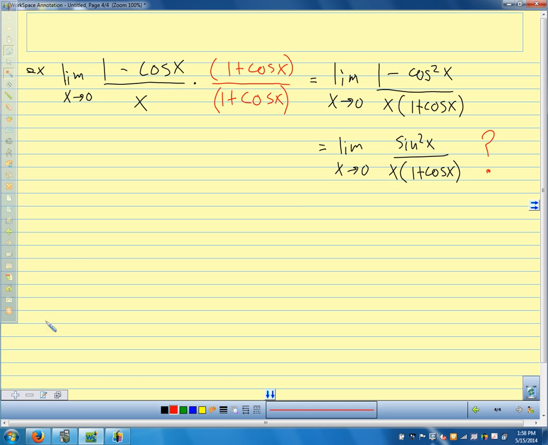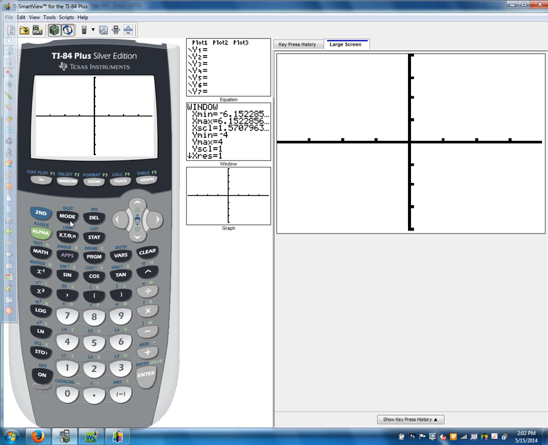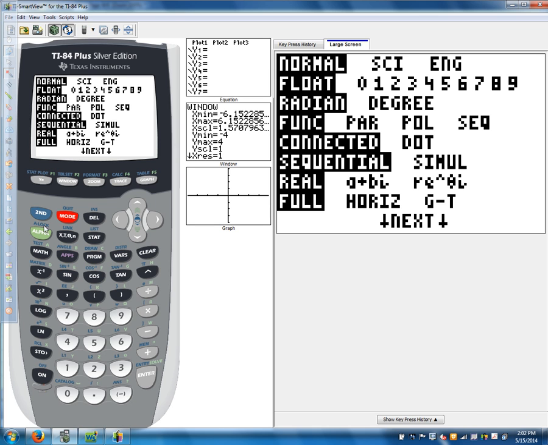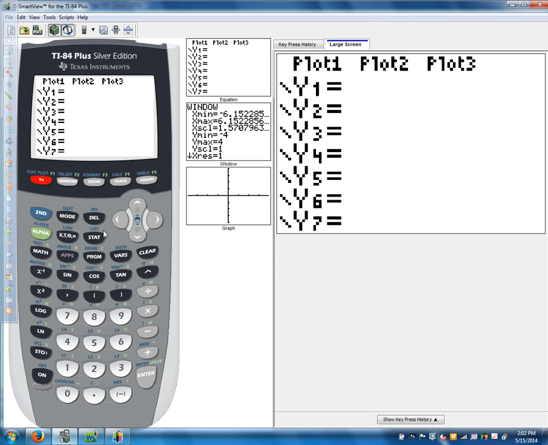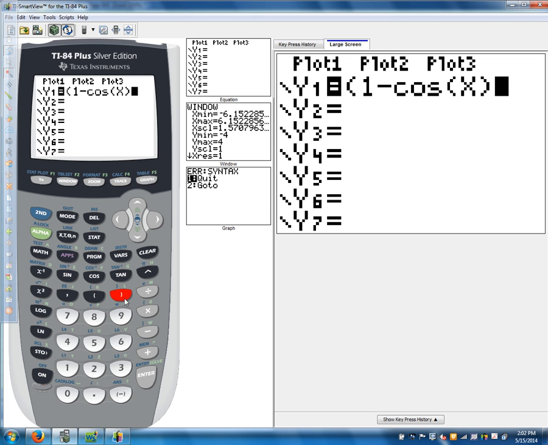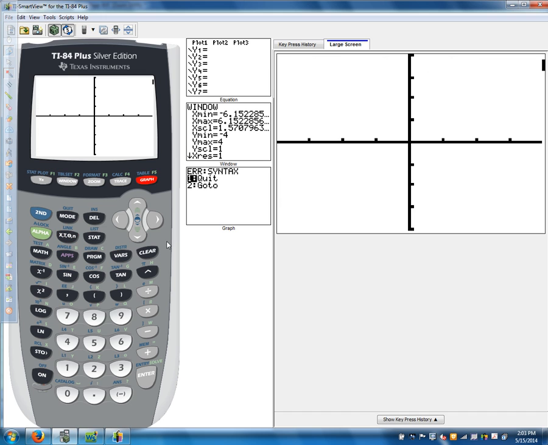All right. So let's go to our calculators. I'm going to make sure I'm in radian mode. I'm in radian mode. So go to the y equals, and I'm going to graph the function 1 minus cosine x, divided by x. Graph that. There's my graph. So what does this look like our limit's going to be? As x is getting close to 0, my function is getting close to 0.